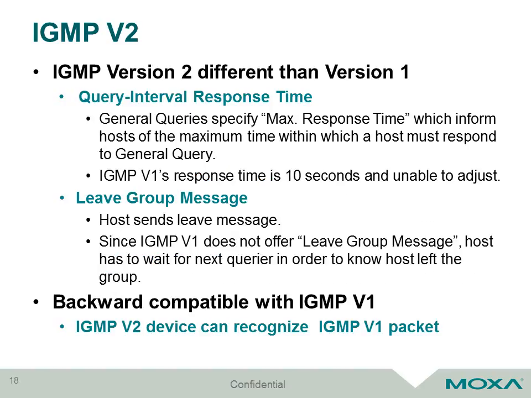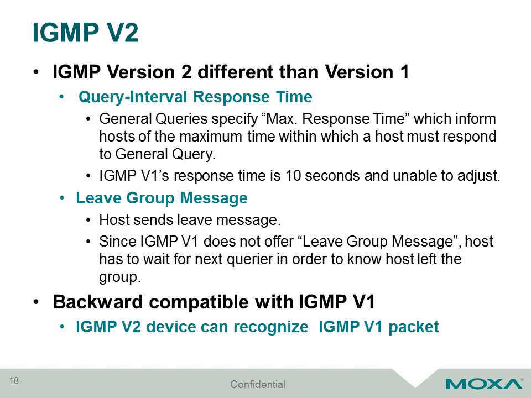The third difference is the query response interval. The user can define the maximum response time. The default is 10 seconds, which informs hosts of the maximum time within which a host must respond to a general query. However, IGMP V1's response time is fixed at 10 seconds and unable to be changed to another value.